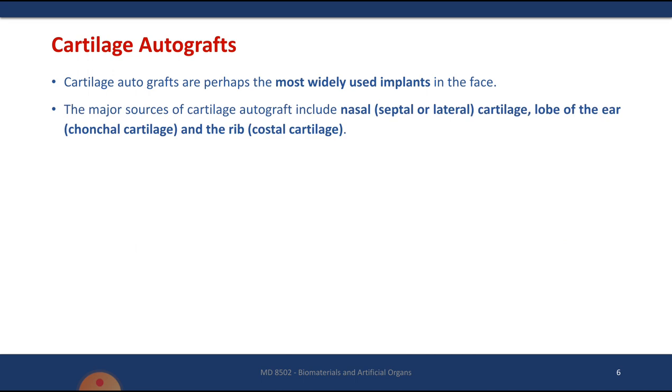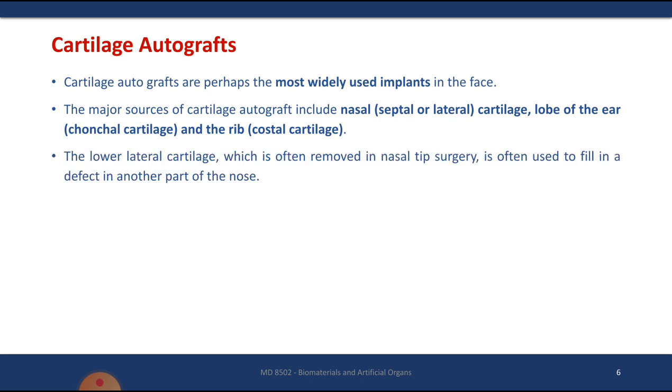So moving on to the cartilage autografts. These are the most widely used implants in the face. Major sources of cartilage autograft. So when we are going to take a cartilage from the body, we generally take it from the nasal region, the lobe of the ear, and the rib region. So these are the three regions from which cartilage is taken for grafting purposes.